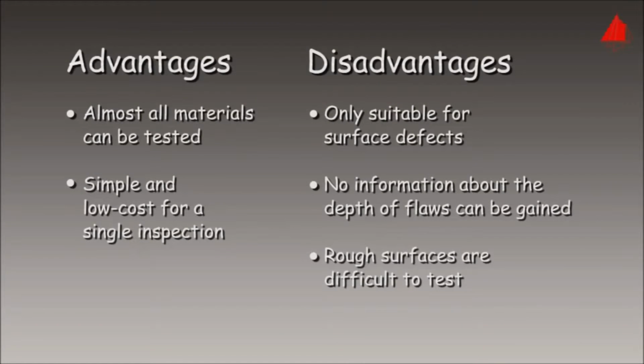Finally, the pros and cons at a glance. Advantages of this test method are: almost all materials can be tested, and the method is simple and low cost for a single inspection. Disadvantages are: only suitable for surface defects. No information about the depth of flaws can be gained, and rough surfaces are difficult to test.